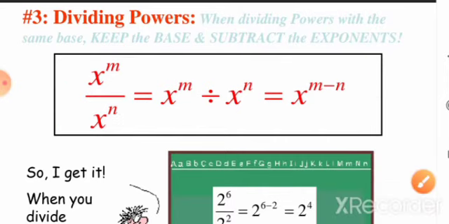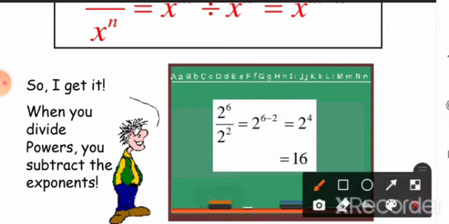So we get the answer now. When you divide the powers, if you divide two powers, you subtract the exponents. So we can subtract both exponents. Like 2 power 6 upon 2 power 2. So we subtract both exponents.